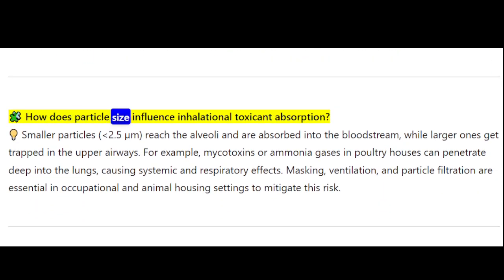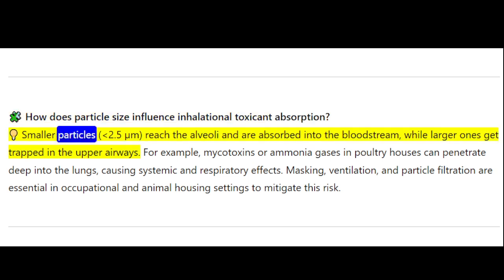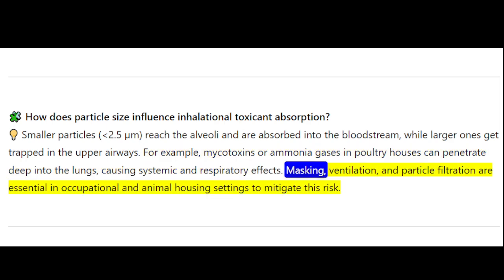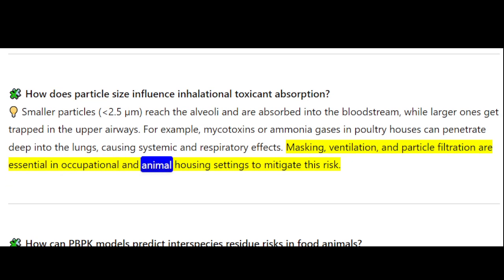How does particle size influence inhalational toxicant absorption? Smaller particles, below 2.5 µm, reach the alveoli and are absorbed into the bloodstream, while larger ones get trapped in the upper airways. For example, mycotoxins or ammonia gases in poultry houses can penetrate deep into the lungs, causing systemic and respiratory effects. Masking, ventilation, and particle filtration are essential in occupational and animal housing settings to mitigate this risk.